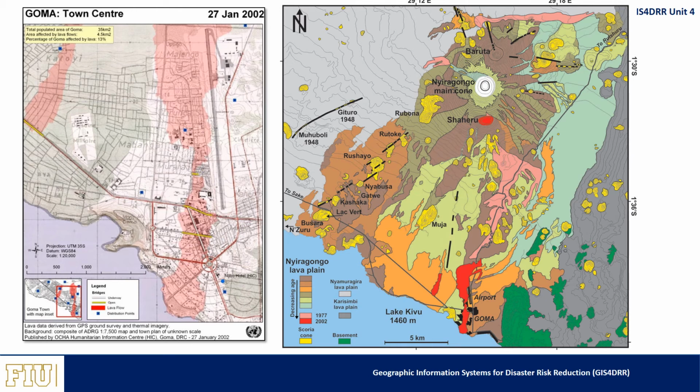The map on the left was produced from a range of technologies, including GPS survey and thermal imagery. See the details on the bottom. The map on the right shows the volcanic flow history of the Nyiragongo volcano and could be used for identifying areas at risk for future impacts.